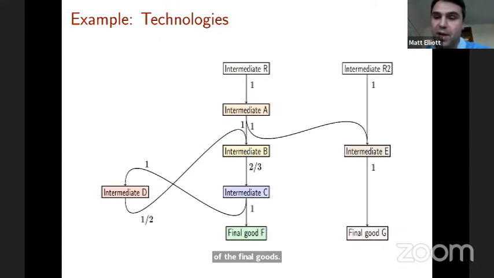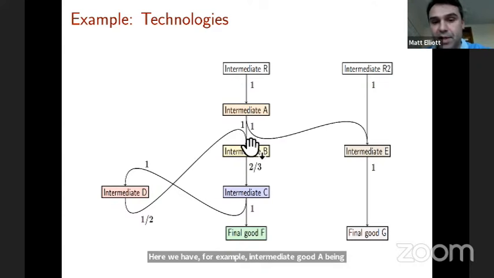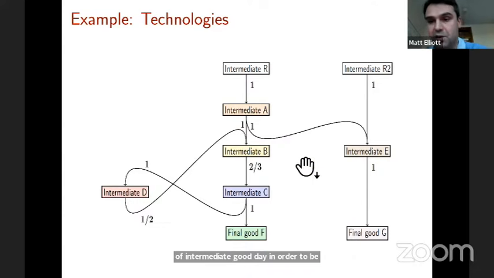Okay, so it can be useful to represent these technologies via networks. And so what I've done here is shown you an example of what that might look like. Here we have, for example, intermediate good A being produced by using 1 unit of intermediate good R. Intermediate good B here requires half a unit of intermediate good D and 1 unit of intermediate good A in order to be produced, and so on and so forth.